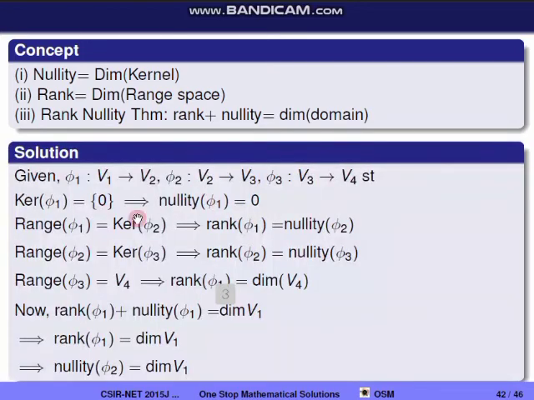So they are given phi1 is a linear transformation from v1 to v2, phi2 from v2 to v3, phi3 from v3 to v4 such that kernel phi1 is equal to singleton 0, range phi1 is equal to kernel phi2, range phi2 is equal to kernel phi3, range phi3 is equal to v4. Now if you see, kernel phi1 is equal to singleton 0 implies nullity of phi1 is equal to 0.